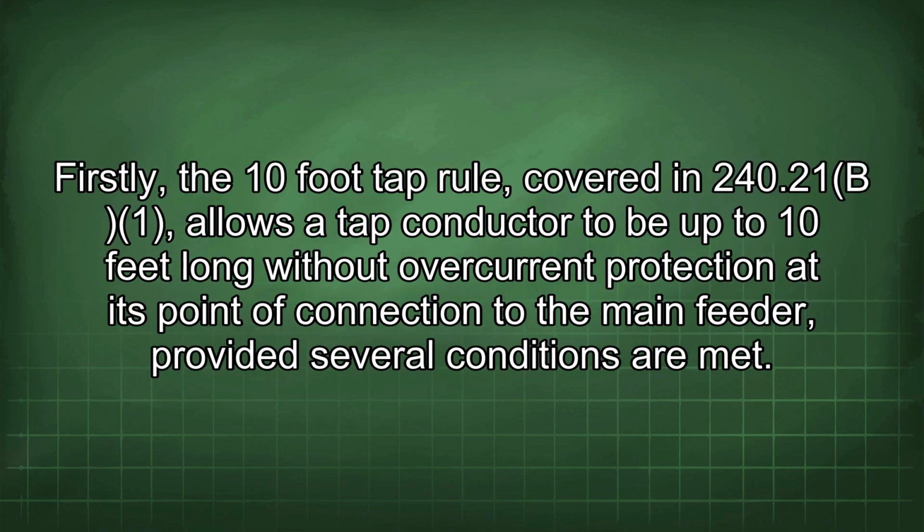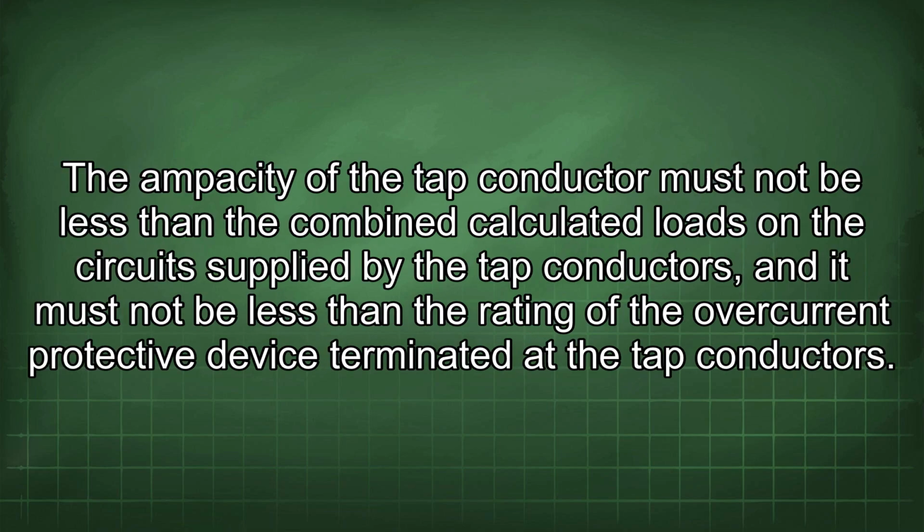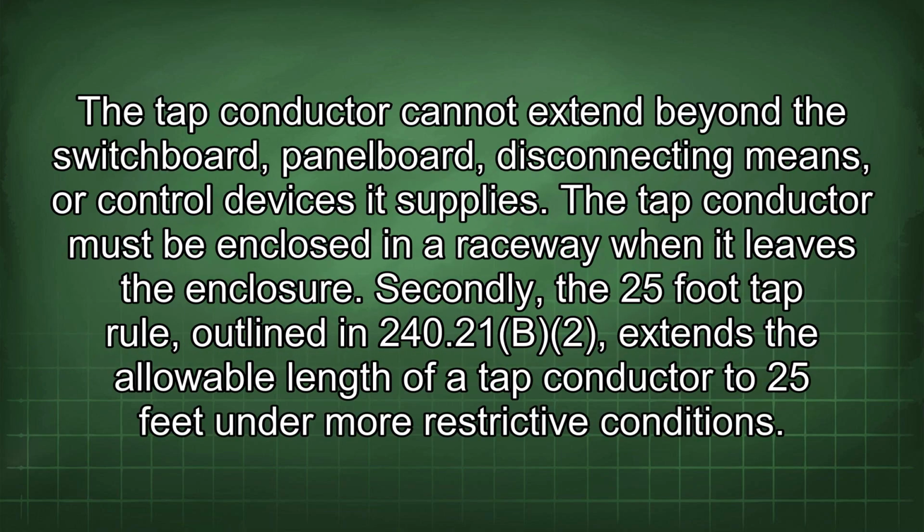Firstly, the 10-foot tap rule, covered in 240.21(B)(1), allows a tap conductor to be up to 10 feet long without overcurrent protection at its point of connection to the main feeder, provided several conditions are met. The ampacity of the tap conductor must not be less than the combined calculated loads on the circuits supplied by the tap conductors, and it must not be less than the rating of the overcurrent protective device terminated at the tap conductors. The tap conductor cannot extend beyond the switchboard, panelboard, disconnecting means, or control devices it supplies. The tap conductor must be enclosed in a raceway when it leaves the enclosure.